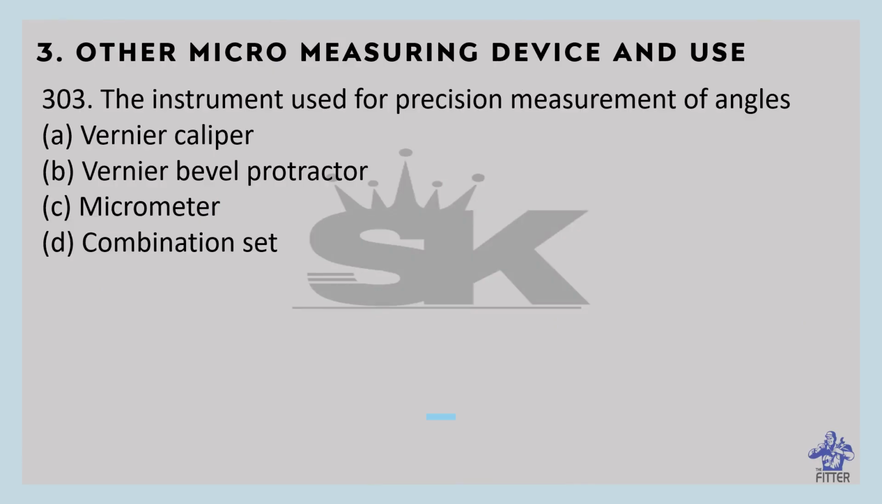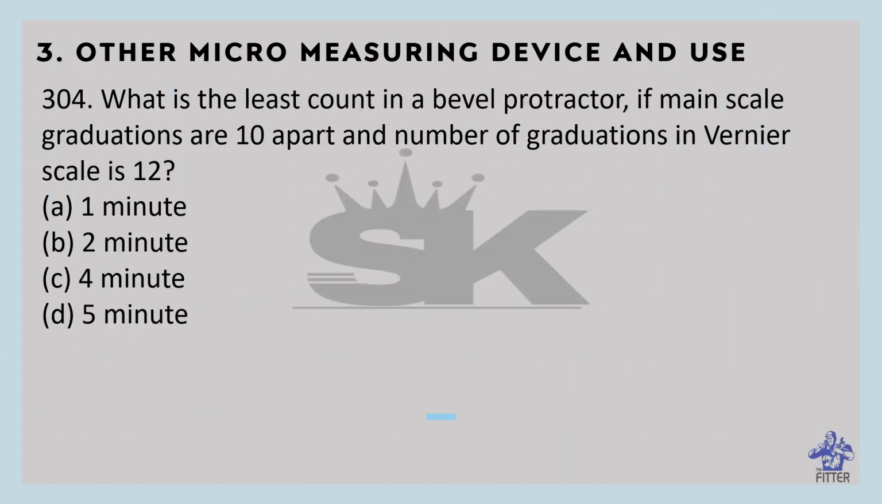The instrument used for precision measurement of angles. So that is vernier bevel protractor. Okay. What is the least count in bevel protractor if main scale graduations are 10 parts and number of graduations in vernier scale is 12? So that is 5 minutes. Okay.